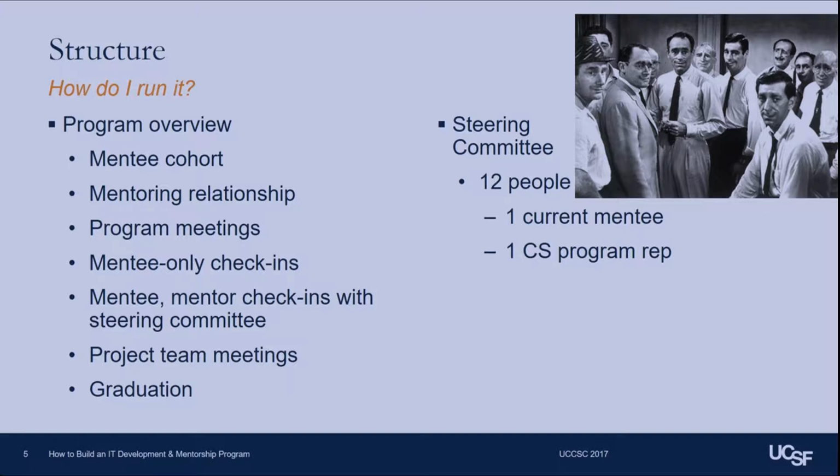We also have a clinical systems program representative. So we have a separate IT organization that just manages clinical systems. They have their own program. We eventually want to merge them. So we have this cross-pollination going on already.